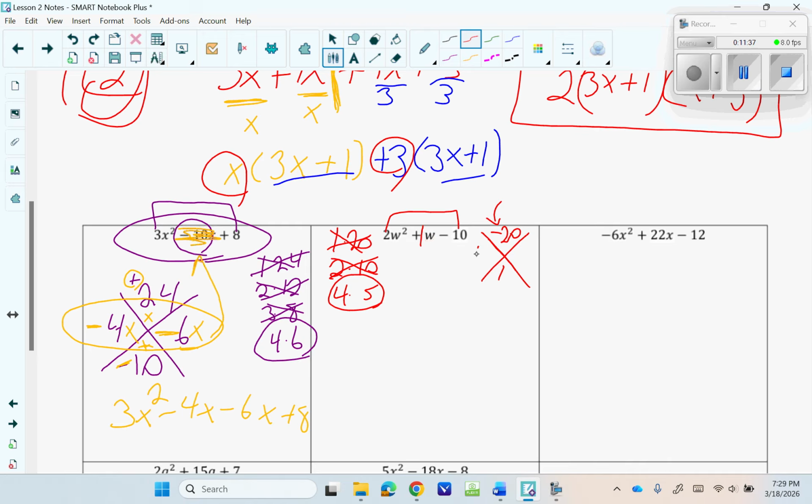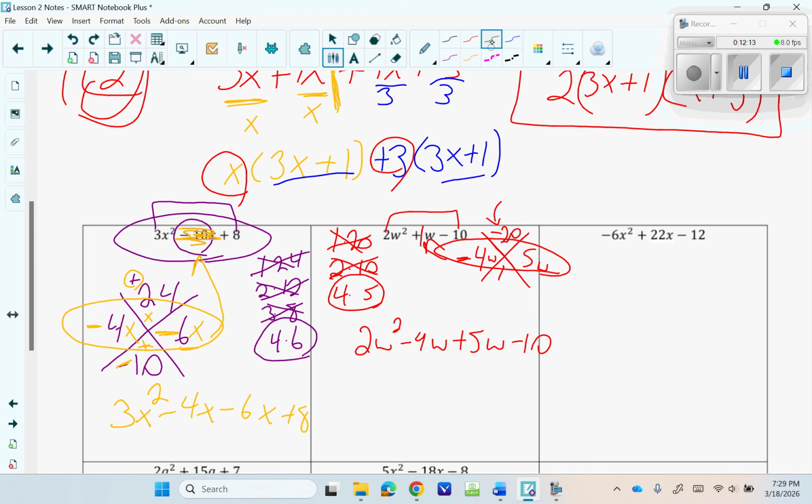So I know it's going to be some form of 4 and 5, but I know that one of them has to be a negative. So let's see, I'm just going to tag the negative with this one and check. So negative 4 times 5 is negative 20. Negative 4 plus 5 is positive 1. So that's exactly what we want. So that's going to become our middle term right here. And so I'm going to say 2w squared minus 4w plus 5w minus 10.